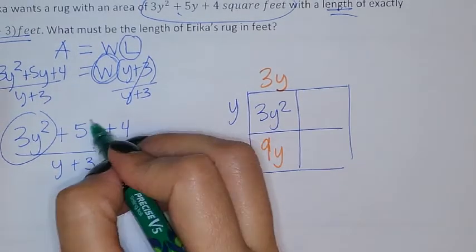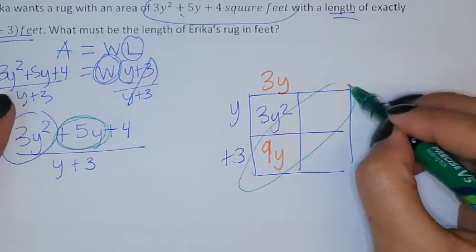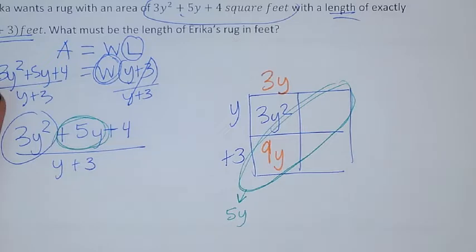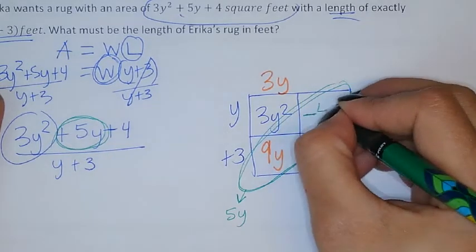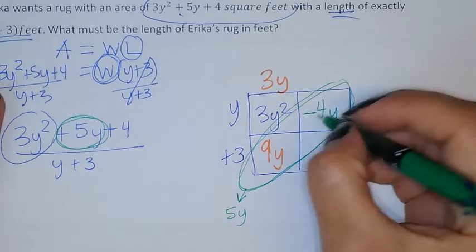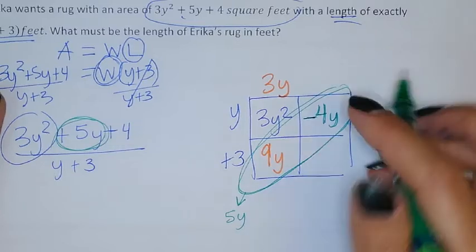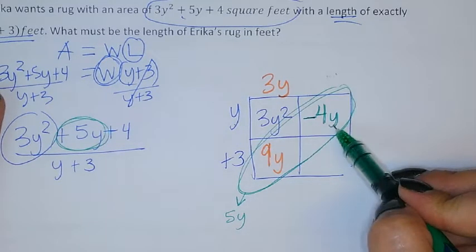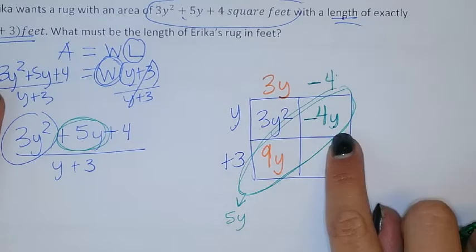After that, you know that your middle term has to be positive 5y, and the middle term comes from these two boxes right here. This must equal 5y. So if this is 9y, this has to be negative 4y in order for me to have the 5y that I need. So I put negative 4y. Once I have the negative 4y, I can figure out what goes on the top, because y times what would give me negative 4y? Oh, negative 4. Y times negative 4, negative 4y.